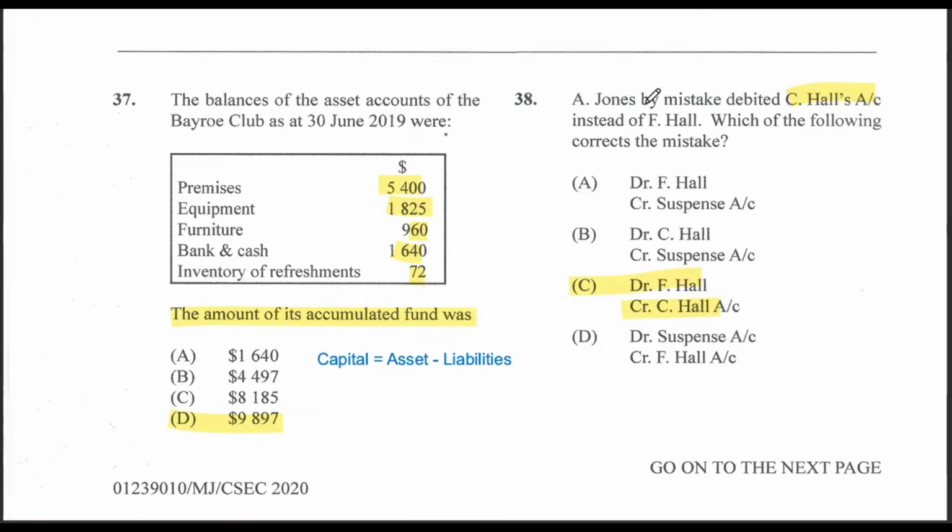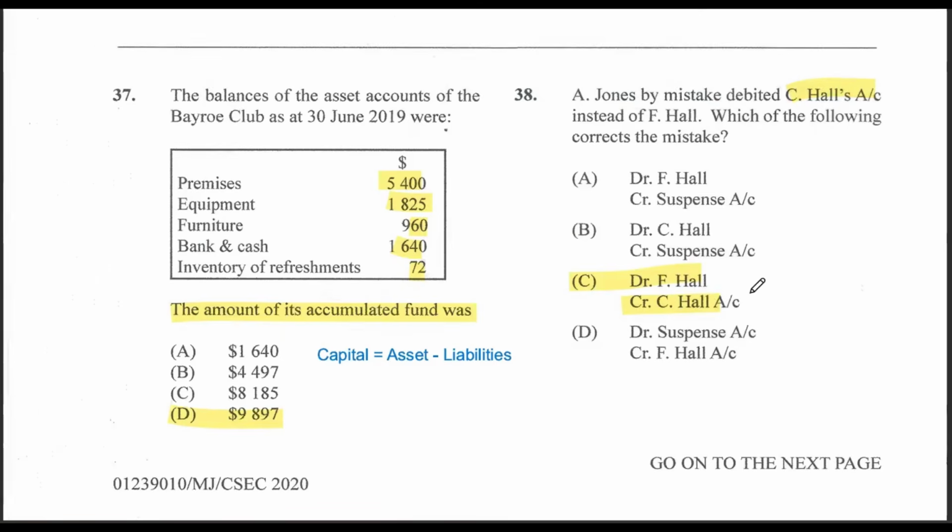Question 38. A. Jones by mistake debited C Hall's account instead of F Hall. Which of the following corrects this mistake? This is an error of commission, entered in the wrong person's account. So he made a mistake by debiting C Hall instead of F Hall. So we need to credit C Hall and debit F Hall. Answer should be C. Good.